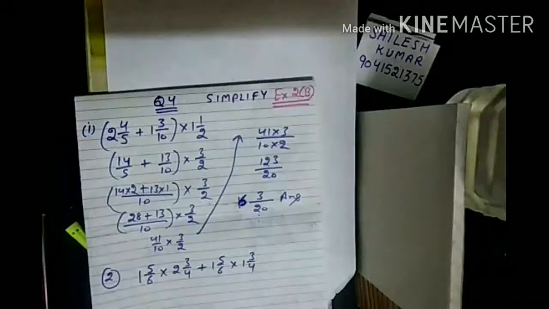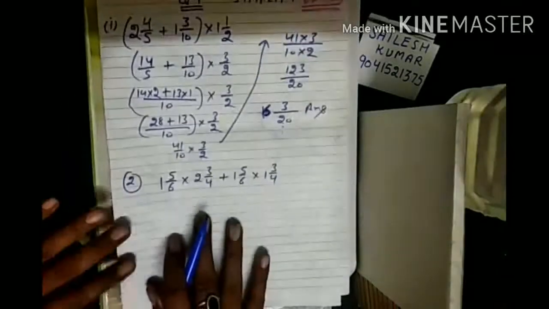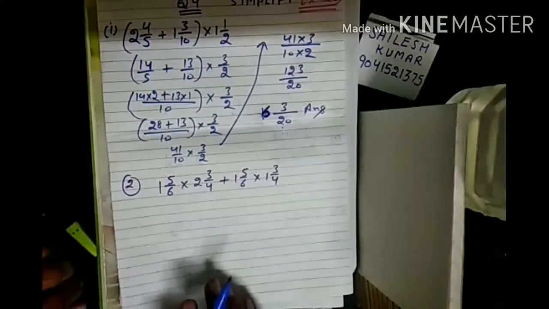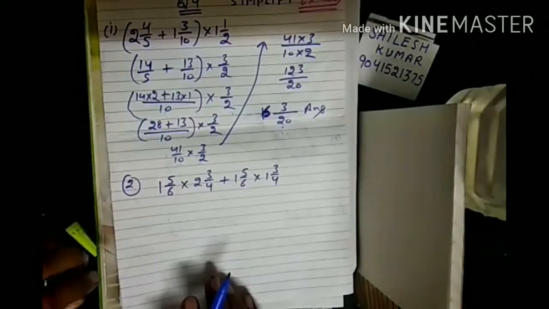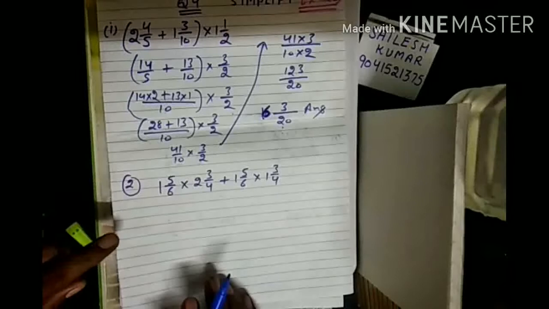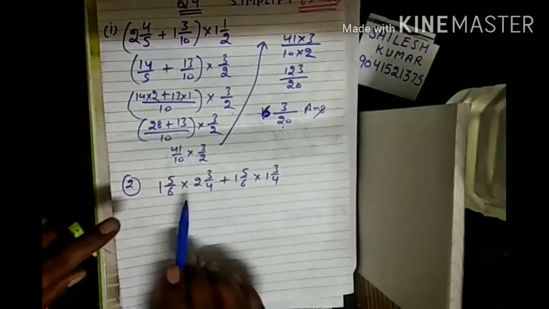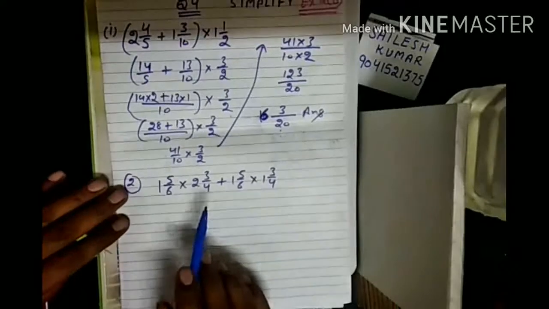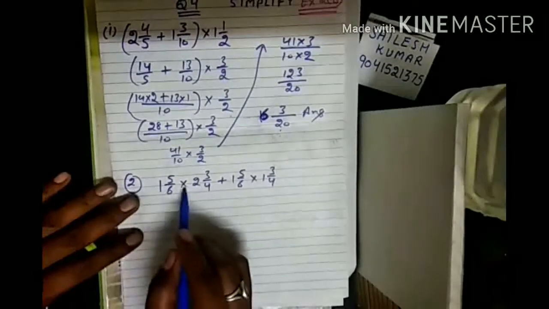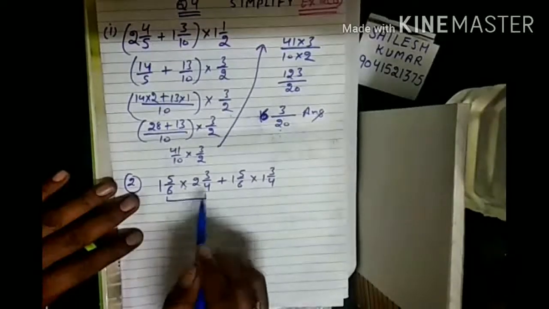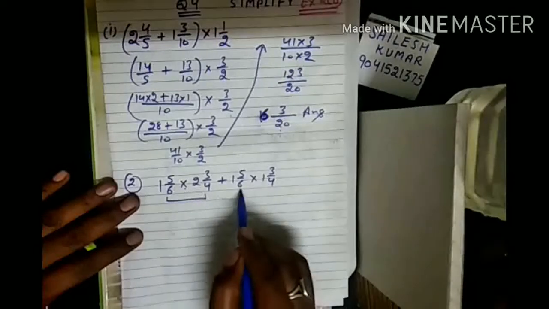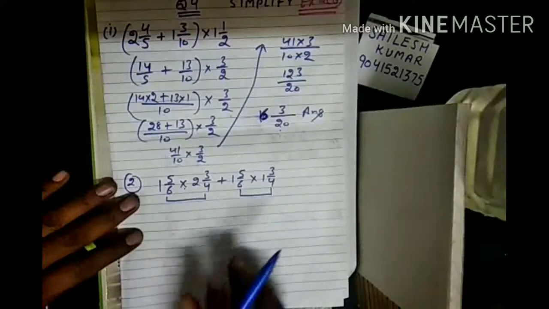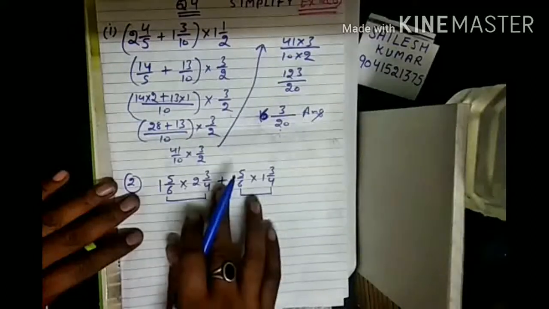In this way, we will solve this question. Now, we are on the second question. Here, we apply the BODMAS rule. In the BODMAS rule, multiplication comes first and addition after that. So, first of all, we will multiply the terms. Multiplication is here, so we will first multiply these two terms and these two terms. After getting the answers of the multiplication, we will add them.